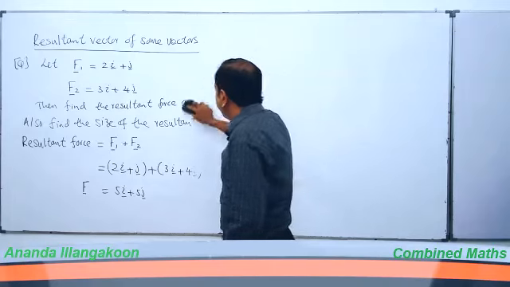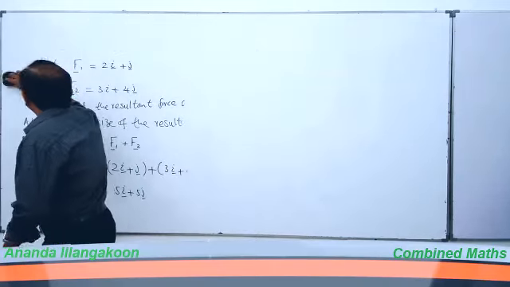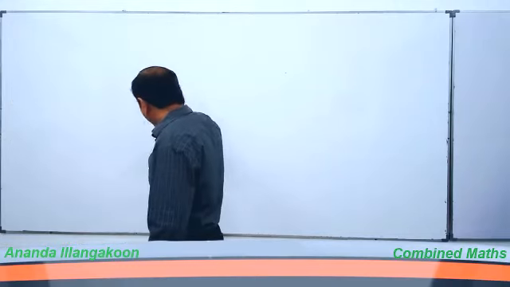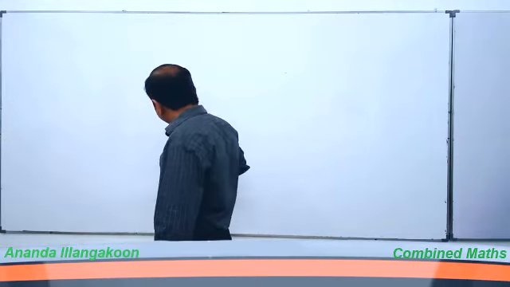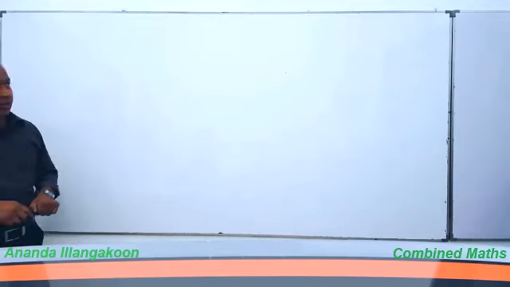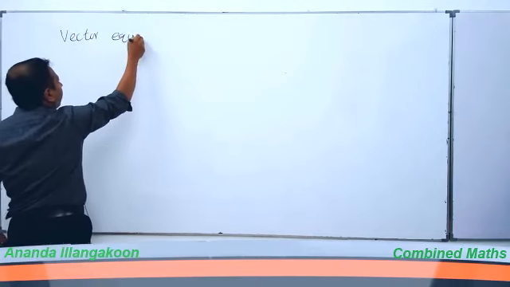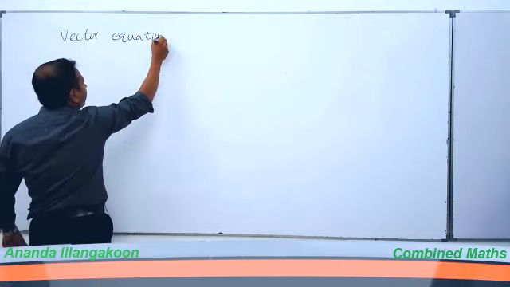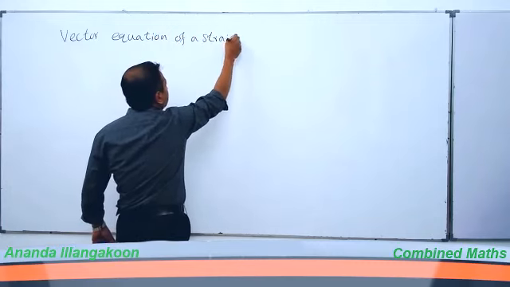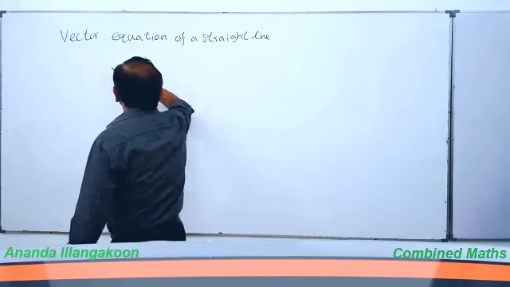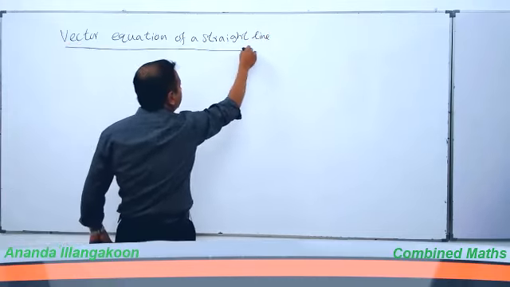Then, people, today's heading, write down: vector equation of a straight line. Write down the heading as vector equation of a straight line. Vector equation of a straight line is the heading.